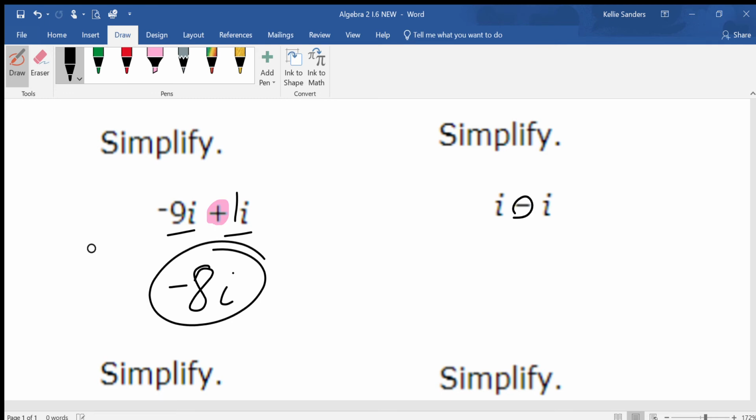Basically the same thing, but we're subtracting here. There's a 1 here and a 1 here, and 1 minus 1 is 0. 0i. Please don't put 0i. Just put 0.